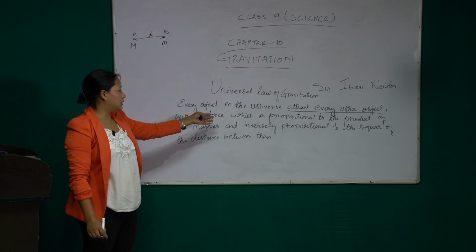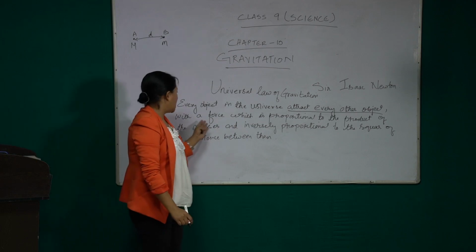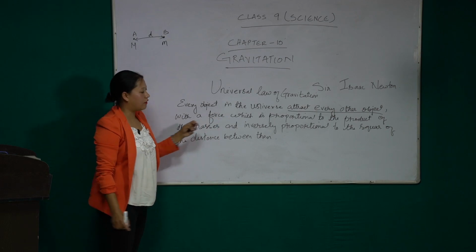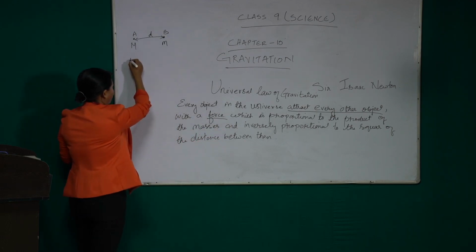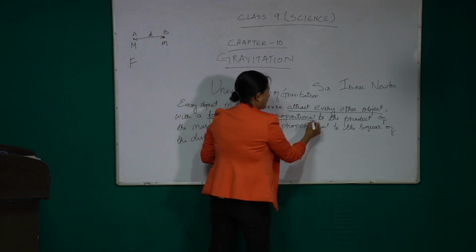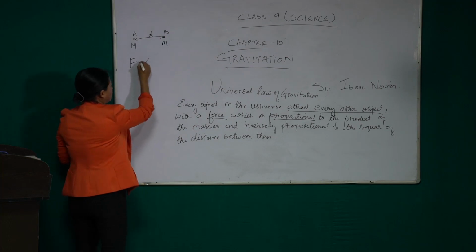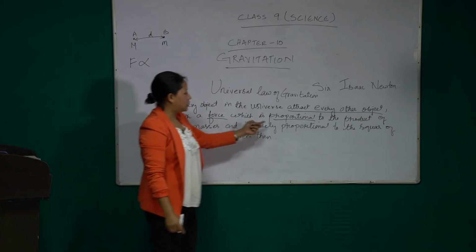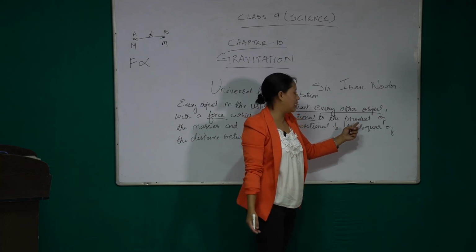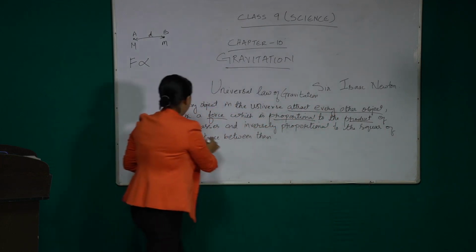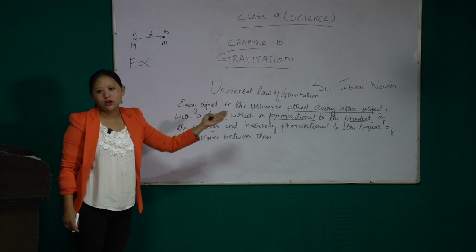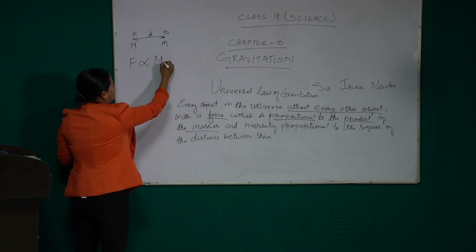According to the universal law of gravitation, the second part says every object attracts every other object with a force. Force is nothing but F, which is proportional, with the proportionality sign, to the product of their masses. Product means multiplication. Here we have capital M and small m, so the product of their masses means capital M into small m.